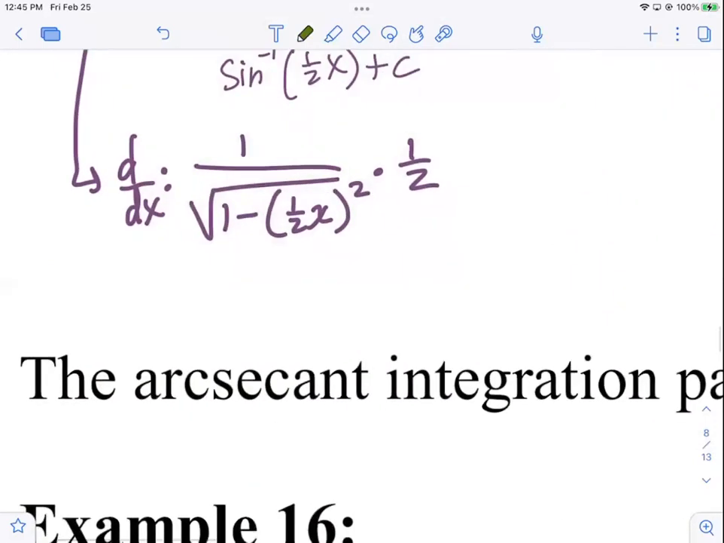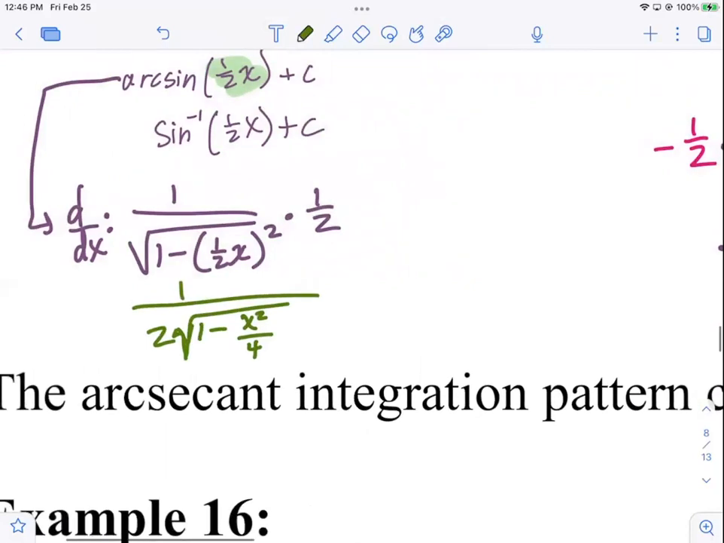Let's simplify this. This is 1 over the 1/2. I'm going to bring the 2 out in front, and that's 1 minus 1/2 X quantity squared, which is 1/4 X squared, or X squared divided by 4. Okay. Now, here's what I'm going to do. On the next column, I'm going to say let 2 equal the square root of 4. Are you okay with that?